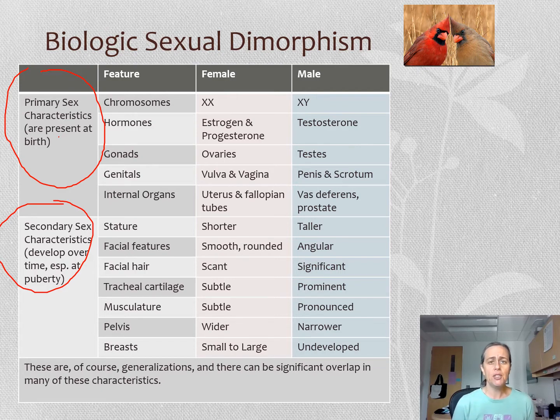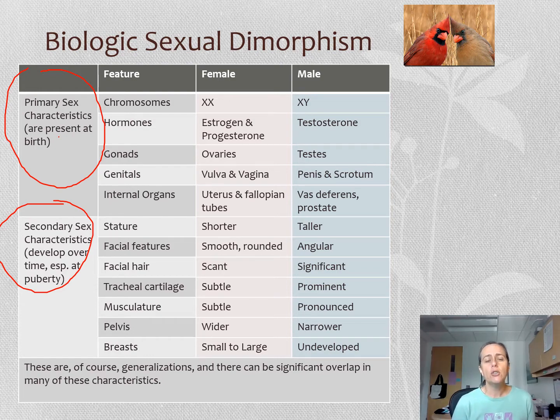The difference between the two is that a primary sex characteristic is something that's there the moment that you're born, right? So it has to do with what chromosomes you have, what hormones you have, what types of gonads you have. They could be ovaries or they could be testes when we think in a binary fashion, although sometimes they're a little bit of each because Mother Nature. What types of genitals do you have? And what types of internal reproductive organs do you have, right?